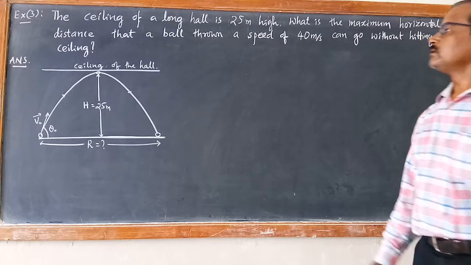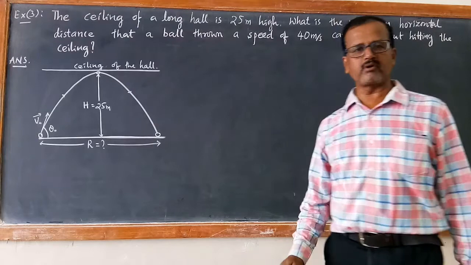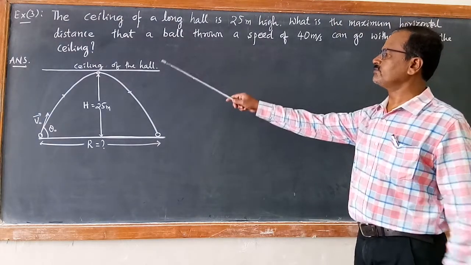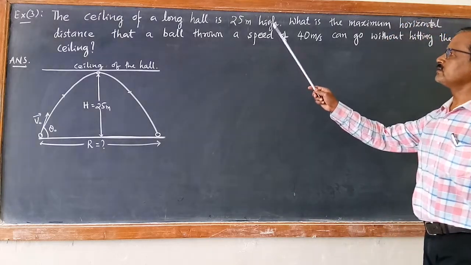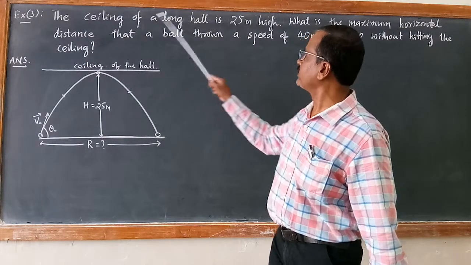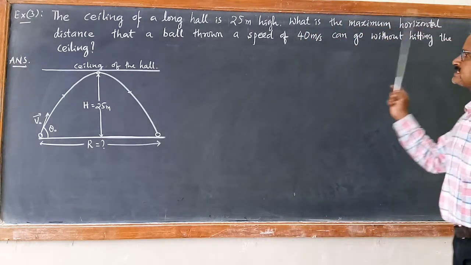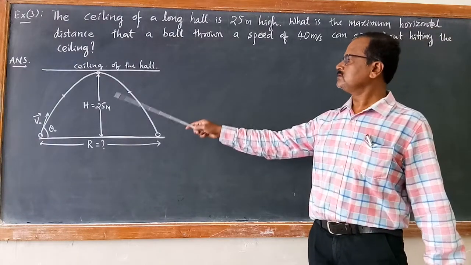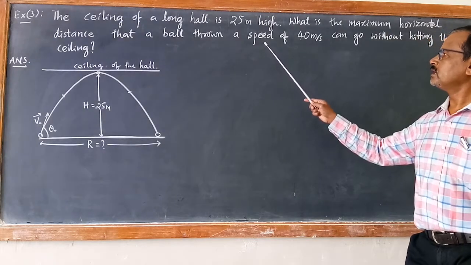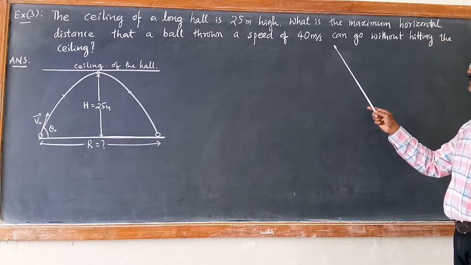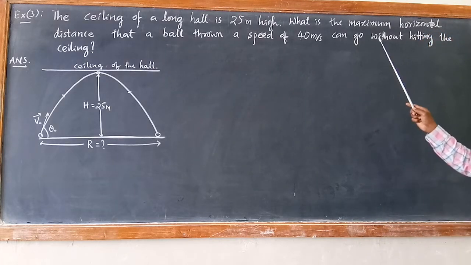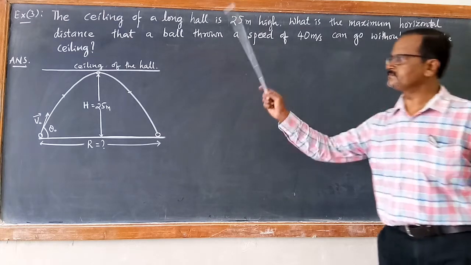Okay, let us see one more problem. This is an interesting problem again. The ceiling of a long hall is 25 meter high. What is the maximum horizontal distance that a ball thrown at a speed of 40 meter per second can go without hitting the ceiling?